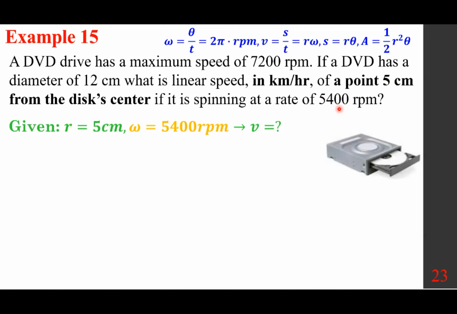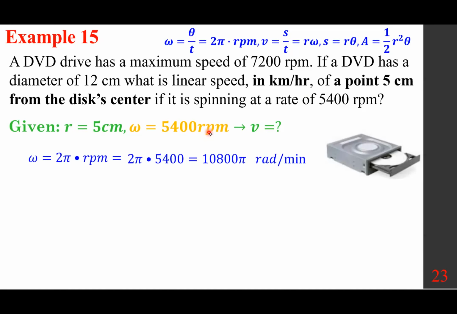So omega is in RPM. We are going to multiply it by 2 pi, making it into radians per minute. V is R omega, so you multiply this number by R, and get 54,000 pi centimeters per minute. Remember, units of R per units of time.